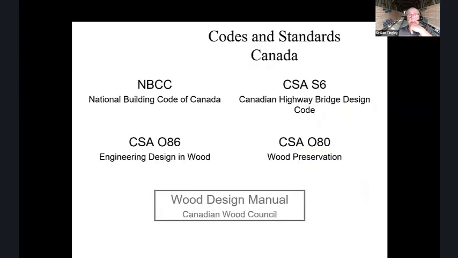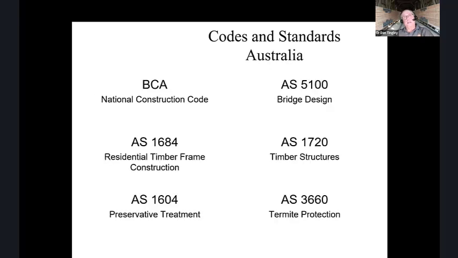So these codes that are used today in Canada and around the world, in Australia and the United States, these codes represent the way they tell engineers how to design with timber. AS 1720, for example, tells people how to design with timber. And then AS 5100 stands between the timber code and the site and talks to engineers about how to design timber bridges. And AS 3660 talks about termite protection and so on.